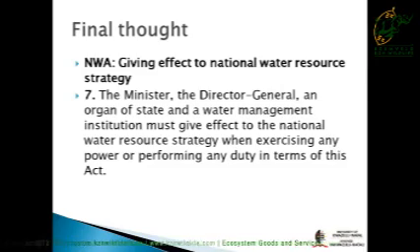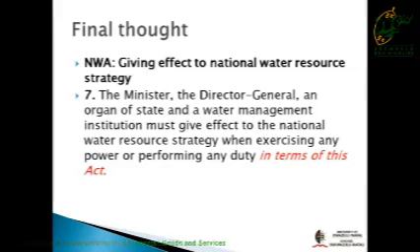One final thought. At the moment, the FEPAs are referred to in the National Water Resource Strategy. The Act says the authorities must give effect to the National Water Resource Strategy when exercising any power or performing any duty in terms of this Act. Can anyone see what the problem is with that particular provision? Does the Minister of Minerals decide to grant mineral rights in terms of this Act? That's the problem. The National Water Resource Strategy should apply not only in respect of decisions made under the National Water Act, but under all legislation. So I'll leave you with that thought.